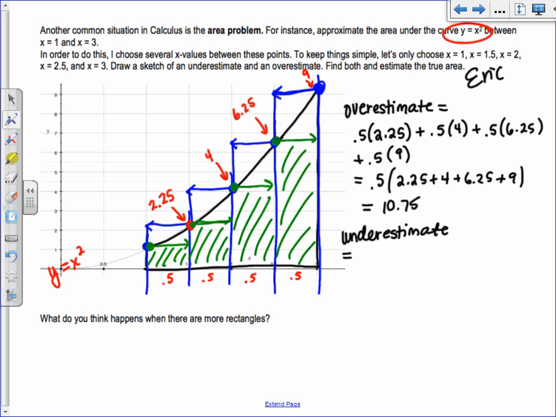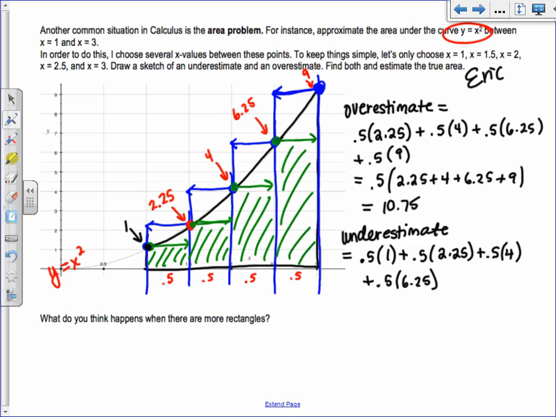Okay, so your underestimate, the first green rectangle that I have has a width of 0.5 and a height of what? What's the first height? I didn't draw it before. 1, right, because it was 1 squared. So height of 1. The next one has a width of 0.5 and a height of 2.25. The next one has a width of 0.5 and a height of 4. And the last one has a width of 0.5 and a height of 6.25.